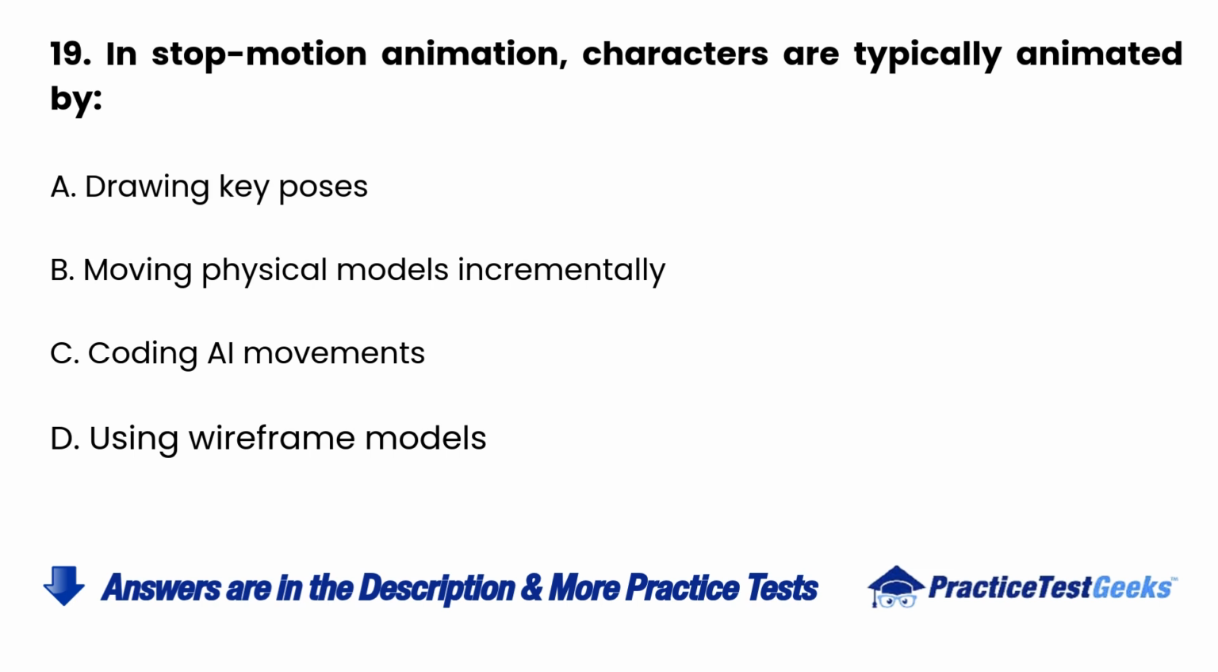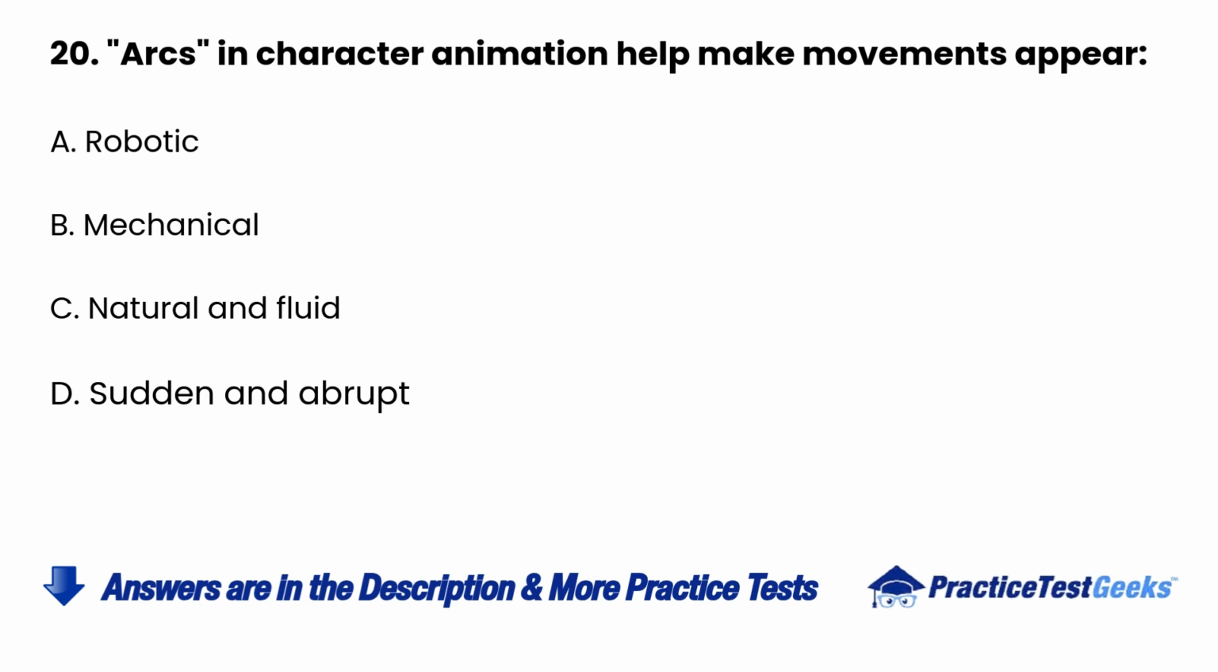19. In stop-motion animation, characters are typically animated by A. Drawing key poses. B. Moving physical models incrementally. C. Coding AI movements. D. Using wireframe models.